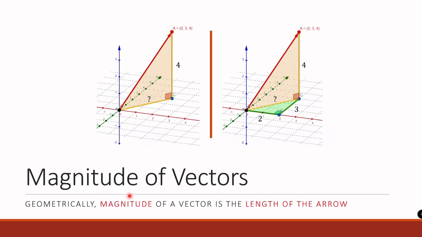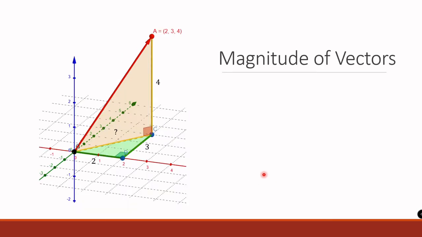Okay, so we start off with the magnitude of a vector. Magnitude, simply in terms of the diagram, means the length of the arrow. That's the magnitude. So to find the length, we can make use of Pythagoras theorem. From this simple diagram over here, to find the length of the red arrow, I can make use of the orange triangle over here.